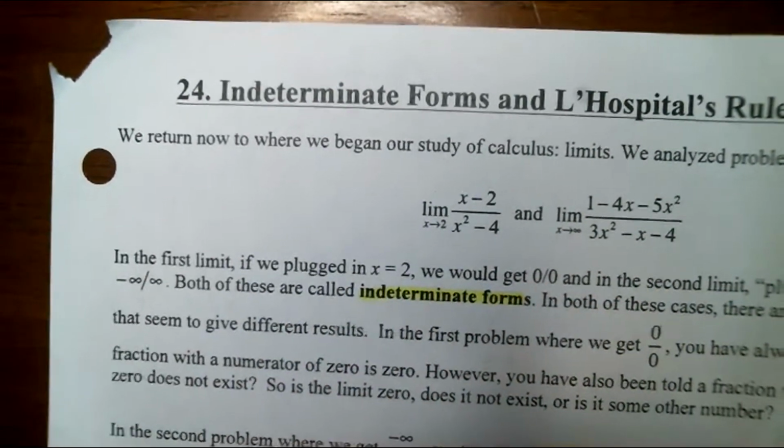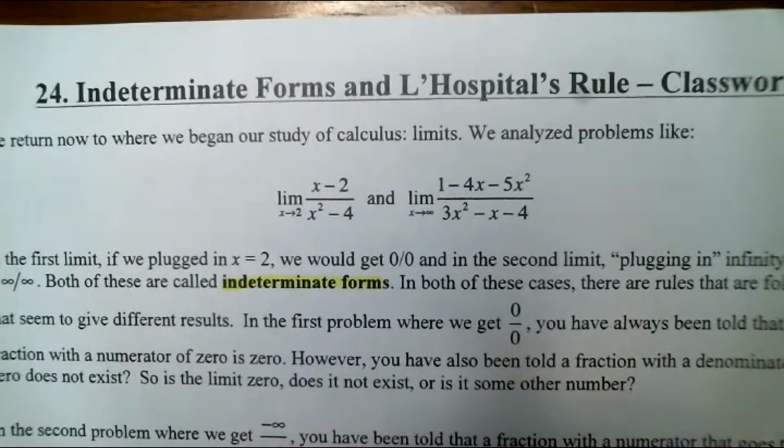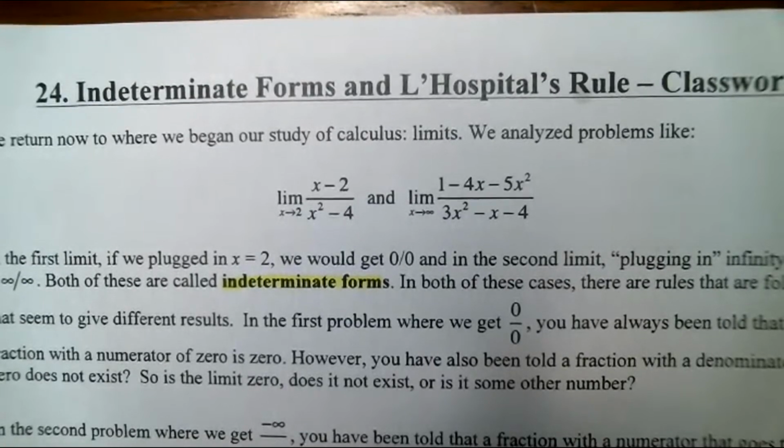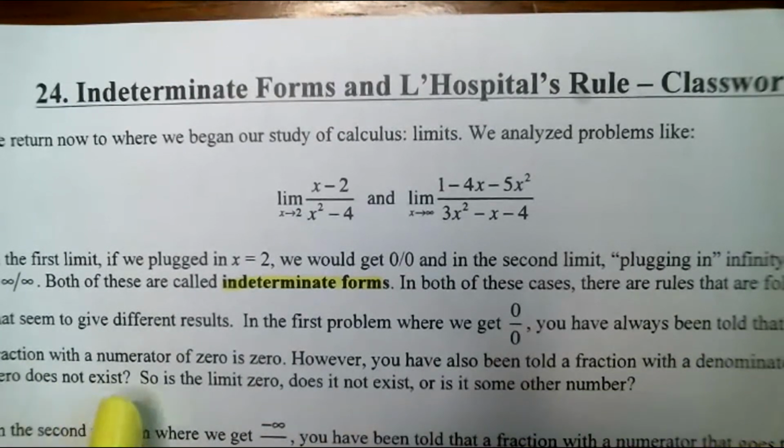In both cases, there are rules that are followed that seem to give different results. In the first problem, where you get 0 over 0, you have always been told that a fraction with a numerator of 0 is 0. However, you have also been told a fraction with a denominator of 0 does not exist. So is the limit 0, does not exist, or is it some other number?